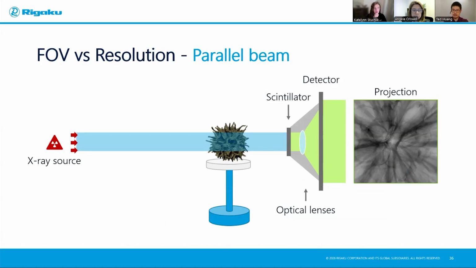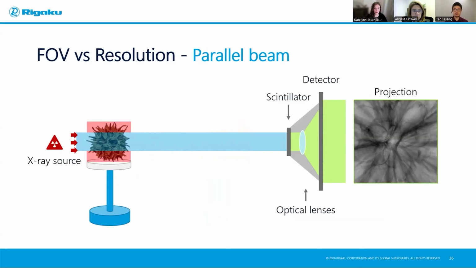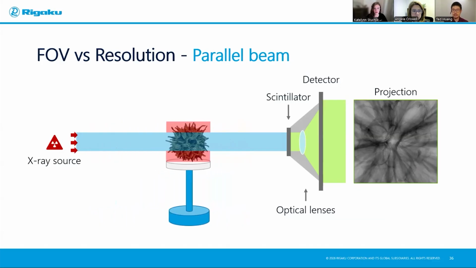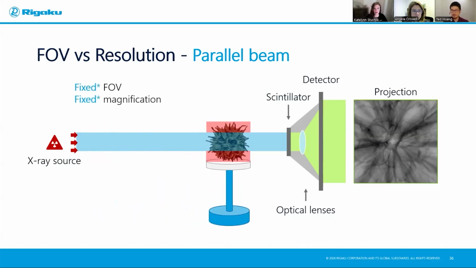So in this case, you can see the gum tree seed as an example. Already, I'm not really scanning the whole of it, right? With this type of system, no matter where you move your sample, it's the same. You're limited already by the beam size. In this kind of system, you have a fixed FOV because you're not really changing it, and fixed magnification.